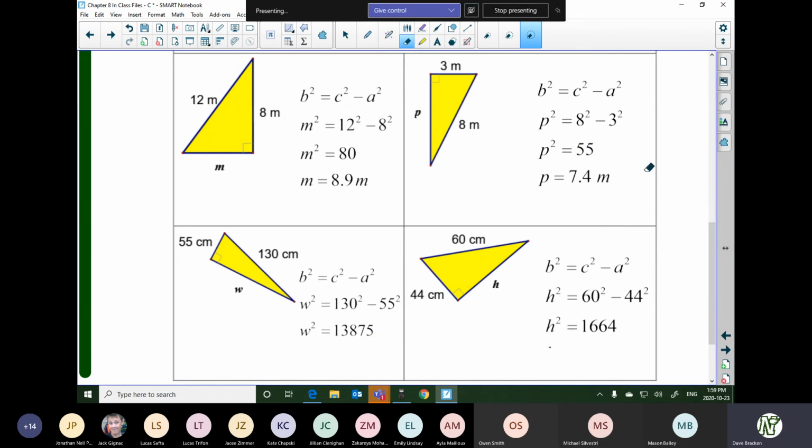Square root 55, I got 7.4 meters. I put on the units on the end because they're giving us the units here. For the next one, this is in centimeters. We take the square root, 117.8. This is less than 130. I'm happy with that. It's not my longest side. And then the last one, I take the square root, I get about 40.8.